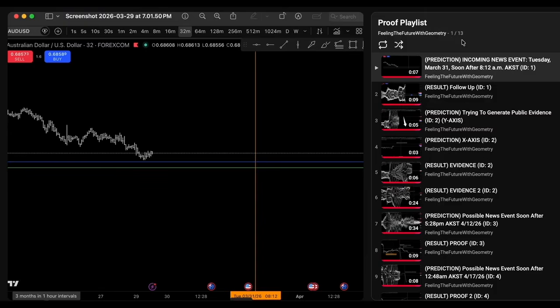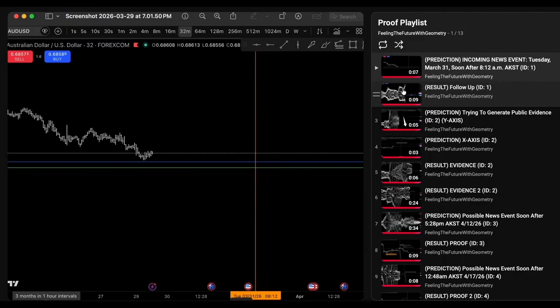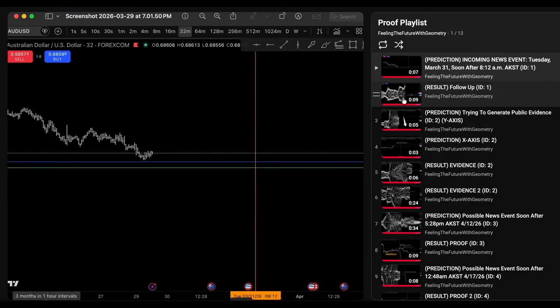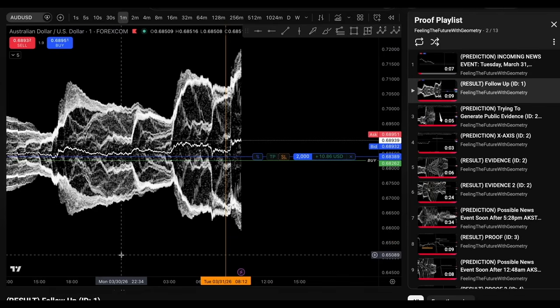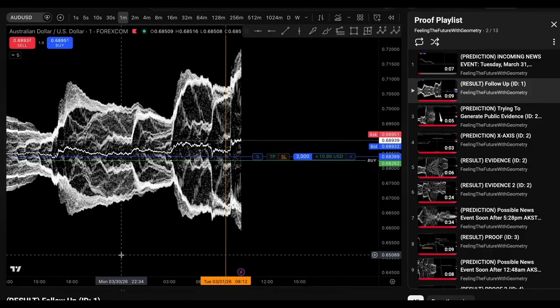The first video was predicting an event soon after 8:12 a.m., aka I should say DT, on March 31st. And so that's this vertical line here. Let's take a look at what happened when price passed this vertical line. This is what happened soon after 8:12. I think it was around 15 minutes after the specified time.